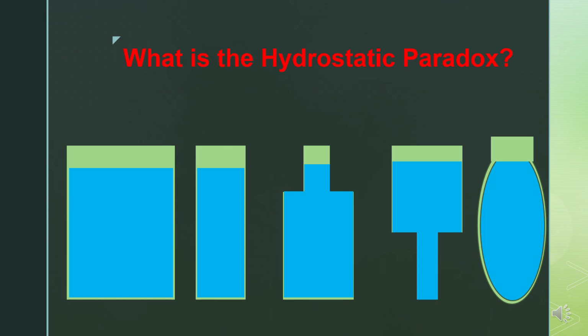So what is this hydrostatic paradox? The hydrostatic paradox simply states that the hydrostatic pressure of a fluid is independent of the shape of the container in which it is there. If you look at the five different vessels in which water is filled on the screen, according to the hydrostatic paradox, the pressure at the bottom will be the same in all the five cases, irrespective of the shape of the container, because the height of the liquid column is the same.